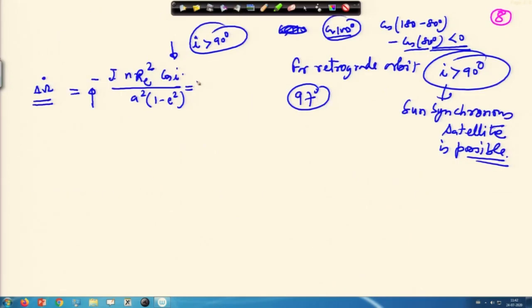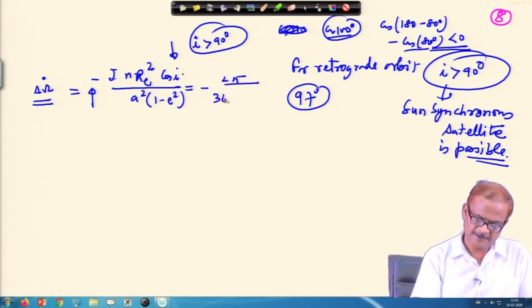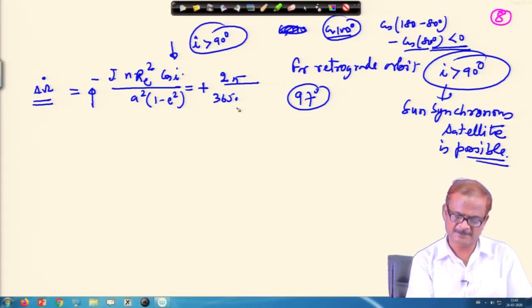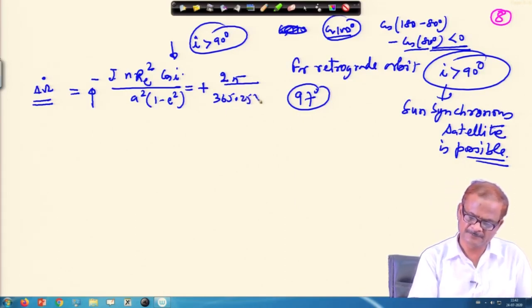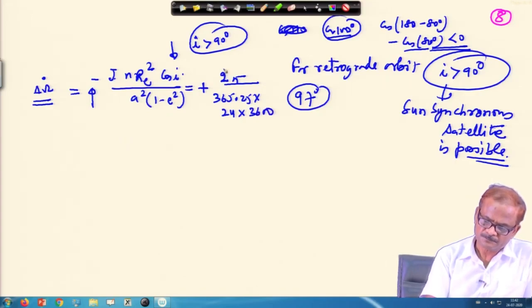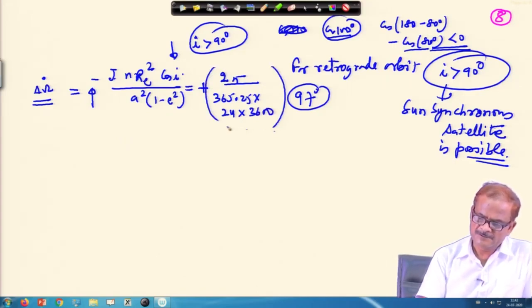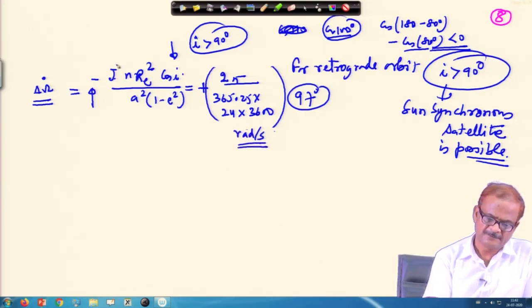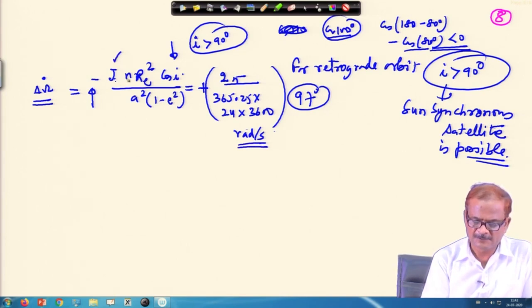So if we keep this quantity as minus 2 pi divided by 365.25, this is plus, it is progressing, the line joining the earth and the sun is progressing at this rate, 365.25 into 24 hours into 3600. This gives you the right hand side converted into radians per second. The J value I have already written. So if we insert those values, n is available to us.